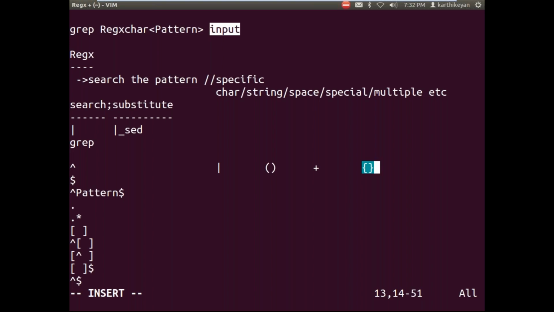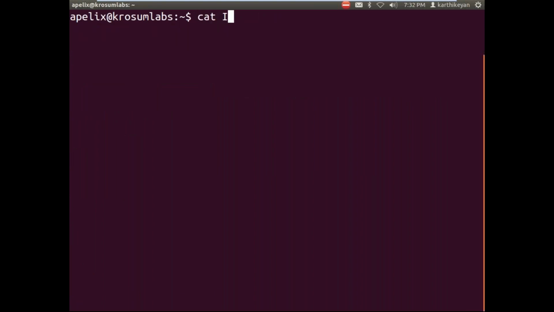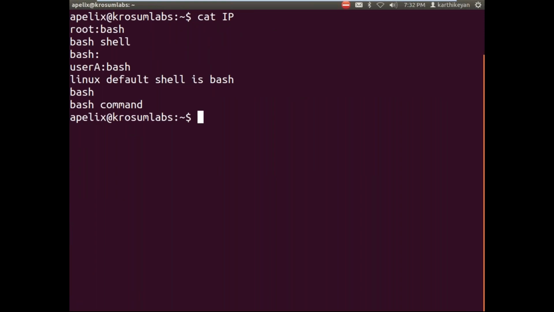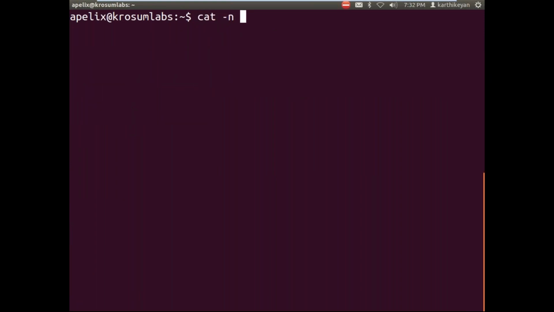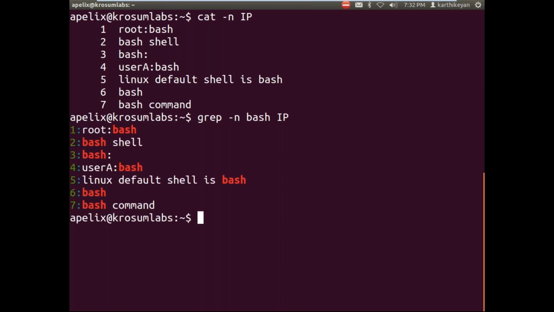So how do we search using this pattern? For example, we need to take some sample input file. You can take sample input data, for example this bash IP file. From this file, I want to search the bash keyword. Wherever the bash keyword is there, it will print all those lines.